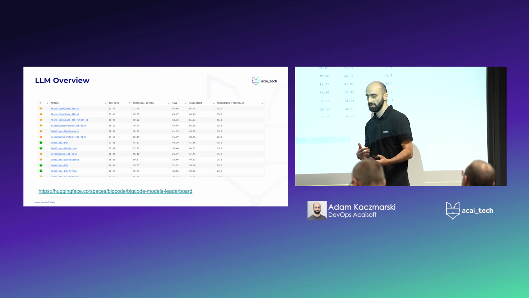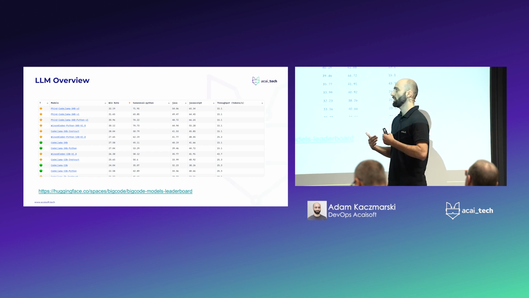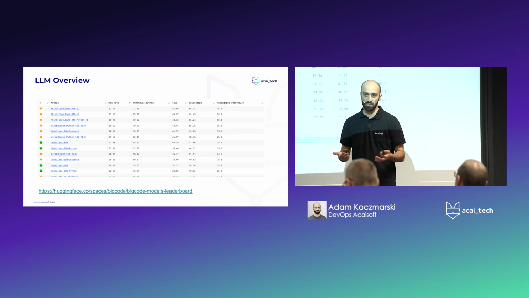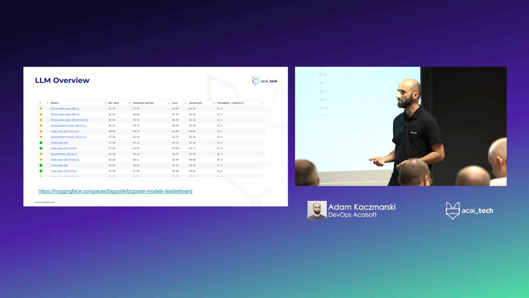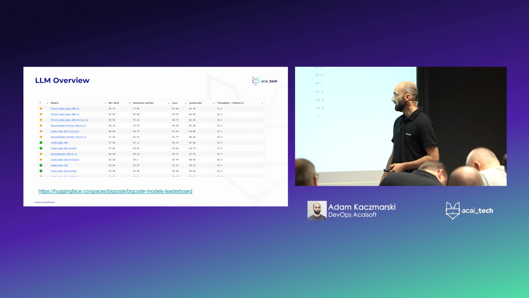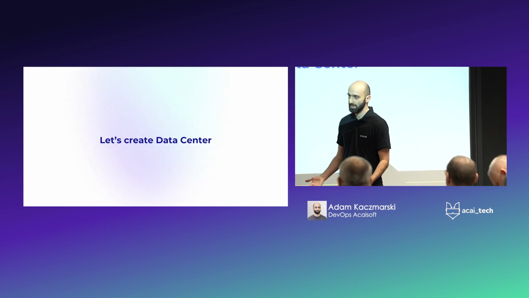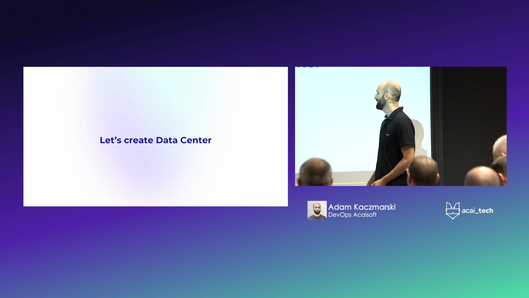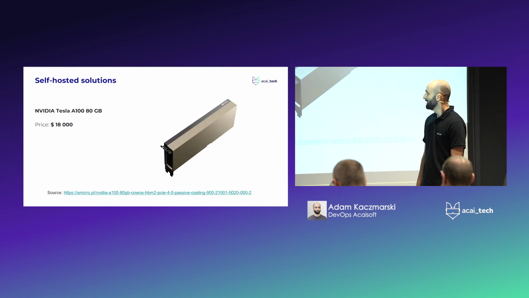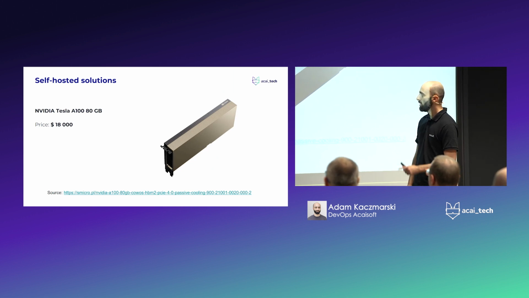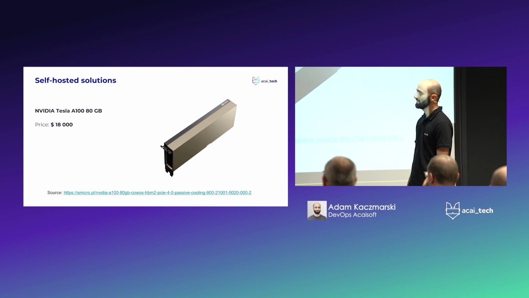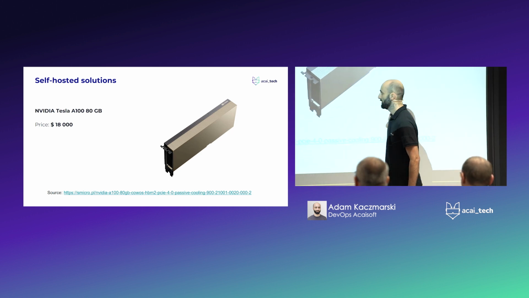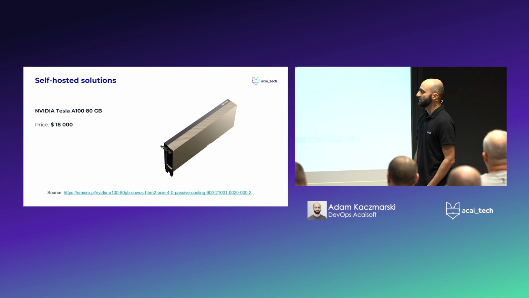But what else? Because if we have an LLM, we need to put it somewhere. So we need to have some infrastructure. For GPT, we had this out of the box, but here we don't have it. So maybe let's create a data center. Yeah, we can rent some house, buy some hardware, and create a data center. But there is one issue. Only one NVIDIA Tesla A100 GPU card costs $18,000. So this option is out of the question.